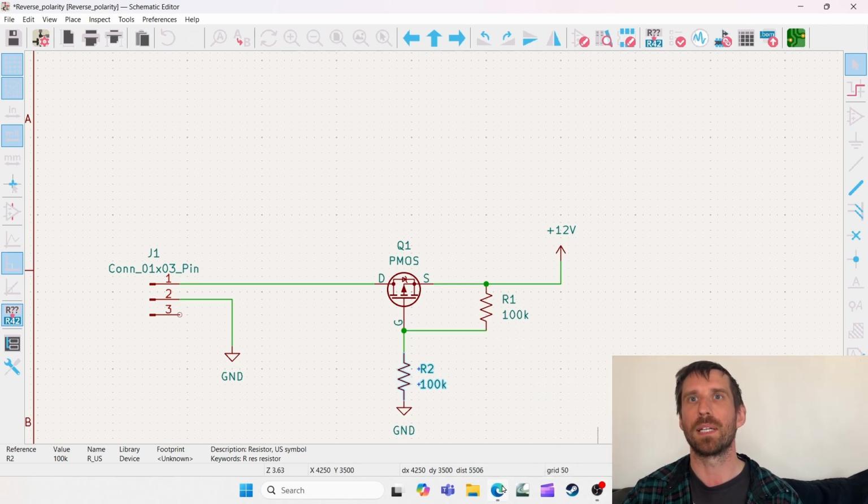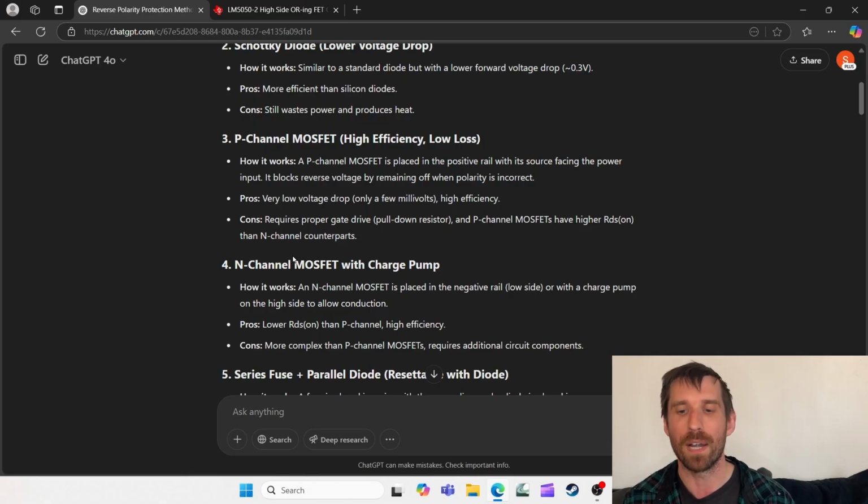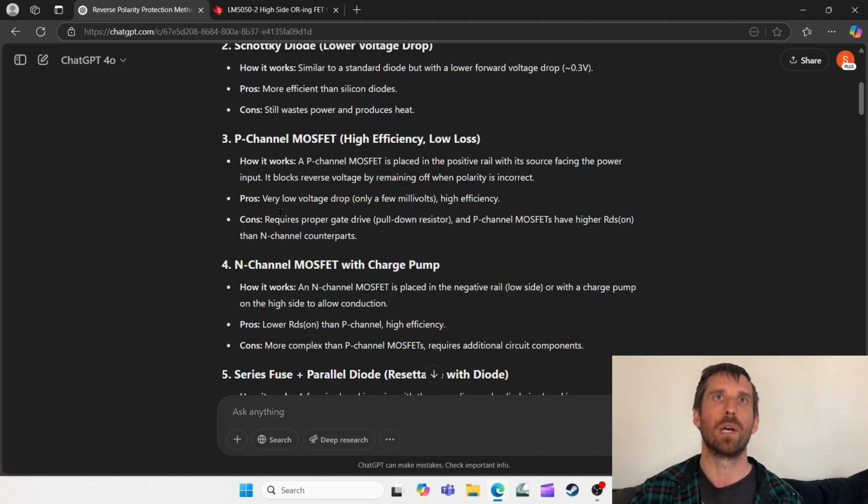Let's go back and see what else it said. Requires pull-down resistor. Yes, I didn't mention the Zener though, which you may need. And P-channel MOSFETs have a higher RDS on than their N-channel counterparts. For the same package size, that's true, but P-channel transistors have come a very, very long way. It's no big deal to find an RDS, that's the resistance between your drain and source, of 20 milliohms. So speaking of that, I want to come back here though, because this pro is very low voltage drop.